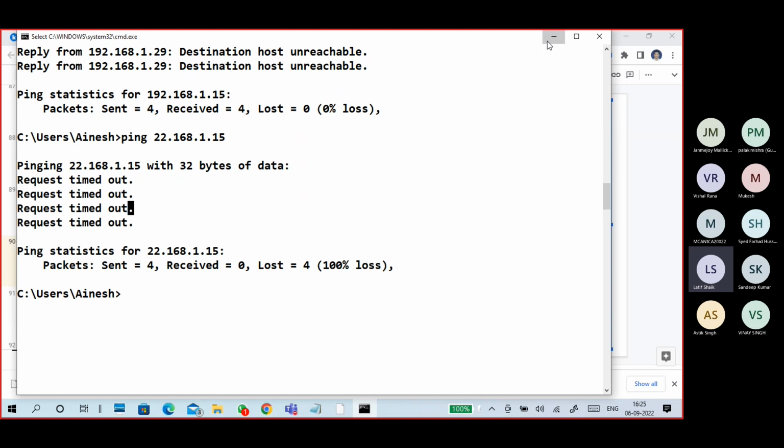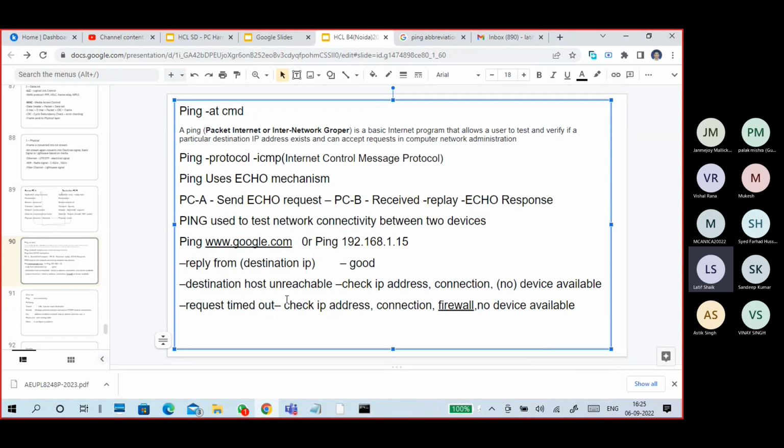It means it is taking a lot of time to reach the destination, or maybe the IP address is wrong. It is possible the IP address is wrong, because your router is trying to search for the particular IP address, but the IP address is wrong. Check the IP address. Check the connections. Check the device availabilities. And more importantly, there can also be a firewall.